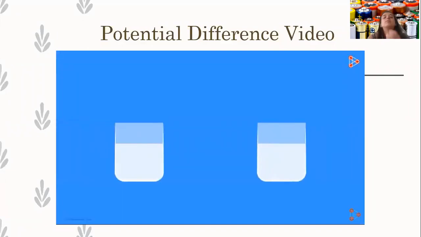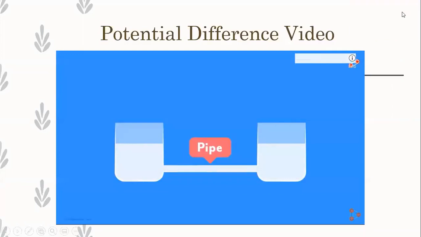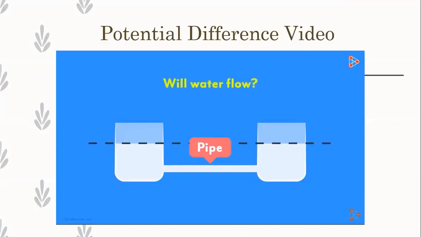Imagine you have two beakers filled with equal amounts of water, and they are both connected to each other by a pipe at the bottom. If you observe the two beakers for a few seconds, do you think the water will flow from one beaker to another? No, you will see that the water in both beakers stays as is, and there is no flow from either beaker to the other.